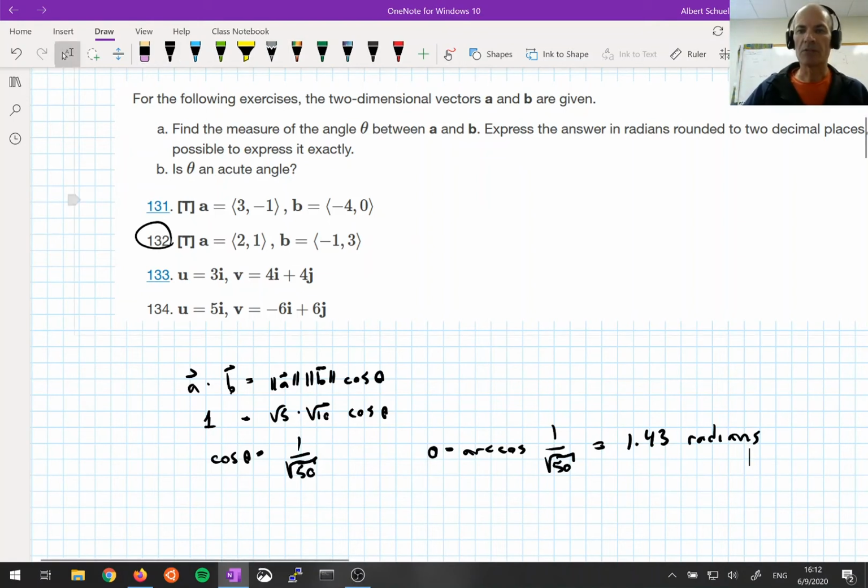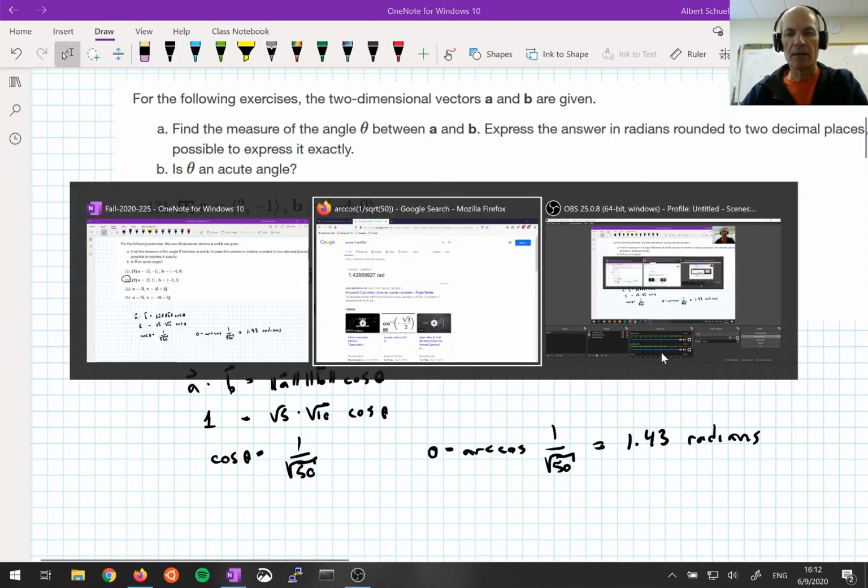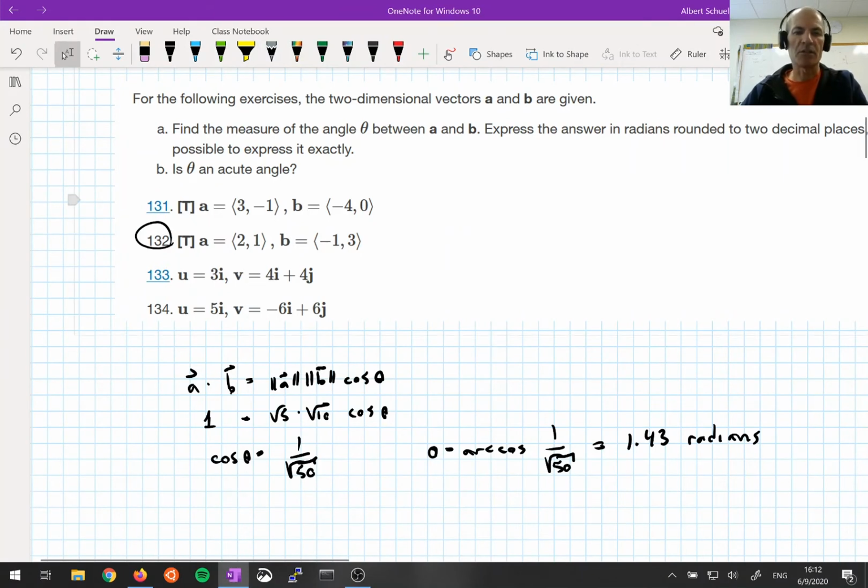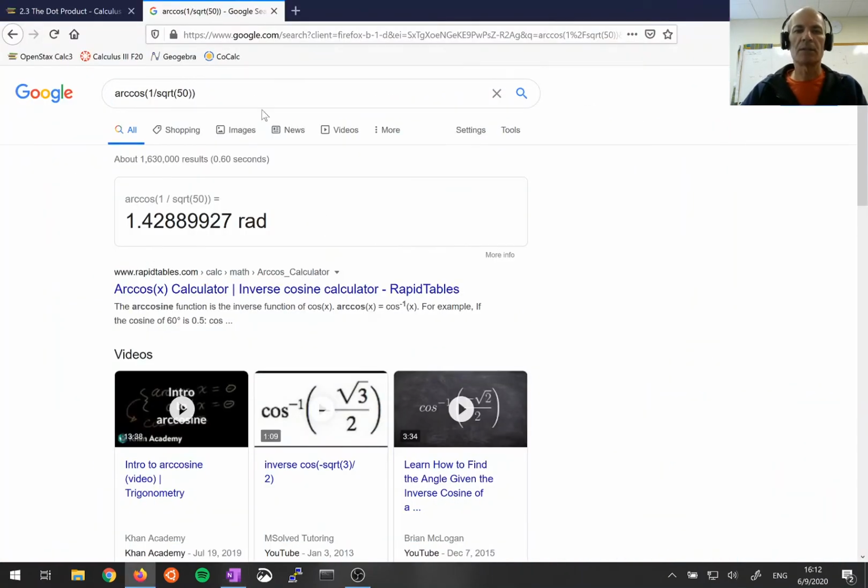And that's all we were asked for, to give the answer in radians rounded to 2 decimal places. But just to get some intuition here, and I guess the other thing is to check whether it's acute or not, let's go over to degrees.